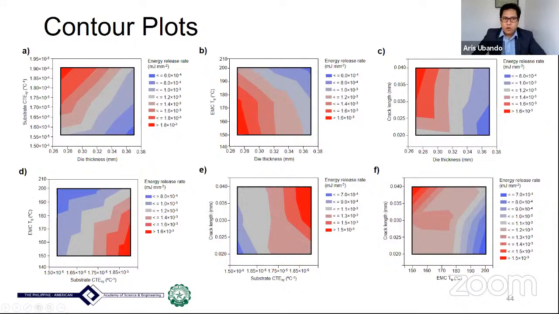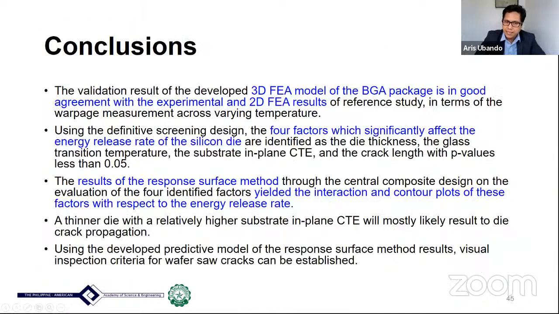So in conclusion, we are able to develop a 3D, 3-dimensional FEA model of the BGA package, which we compared with an initially conducted experimental study and a two-dimensional model. And we have compared the warpage measurements, and they actually have a good agreement with the study of Tsai et al.